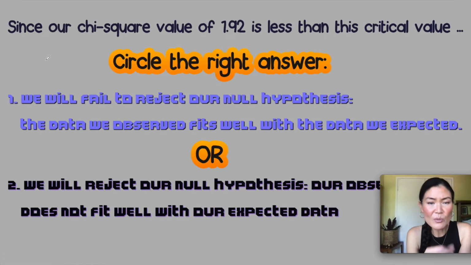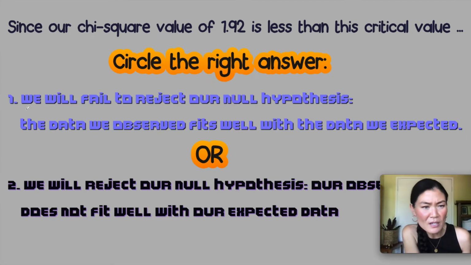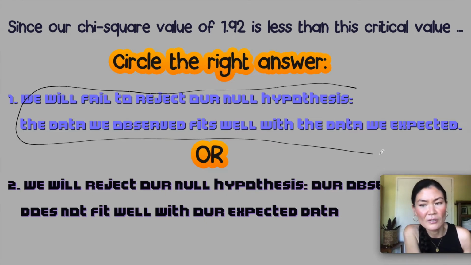So since our chi-square value is 1.92 and it is less than our critical value, let's circle the right answer. Are we going to fail to reject our null hypothesis? Our data we observe fits well, or will we reject our null hypothesis? Well, we're going to fail to reject our null hypothesis. Basically, our observed data fits pretty well with what we expected.